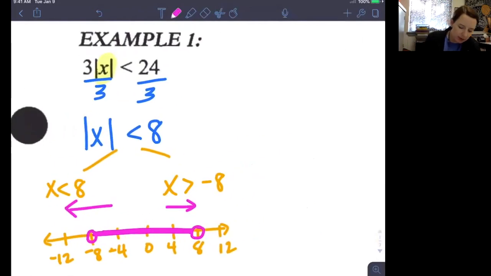So let's choose 0. If I plug in a 0, absolute value of 0 is less than 8. Whoops, that's not an 8. 0 is less than 8. So yes, that solution works.